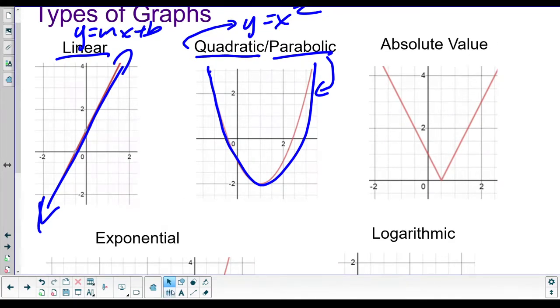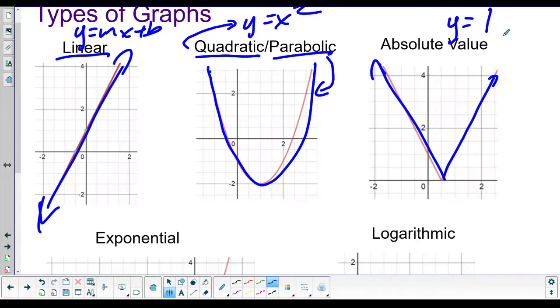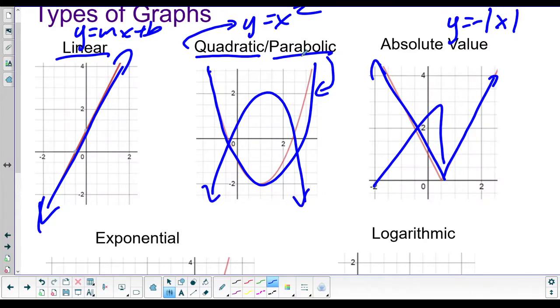Then we've got our absolute values. They just look like big V's. They're nice and pointy. These are linear. They go up forever. Absolute value. This is like y equals the absolute value of x. That's what those graphs look like. They could be flipped over. You could have an upside down V if you just put a negative outside the absolute value sign. Same thing with parabolas. They could also be upside down U's if you make the squared term negative.